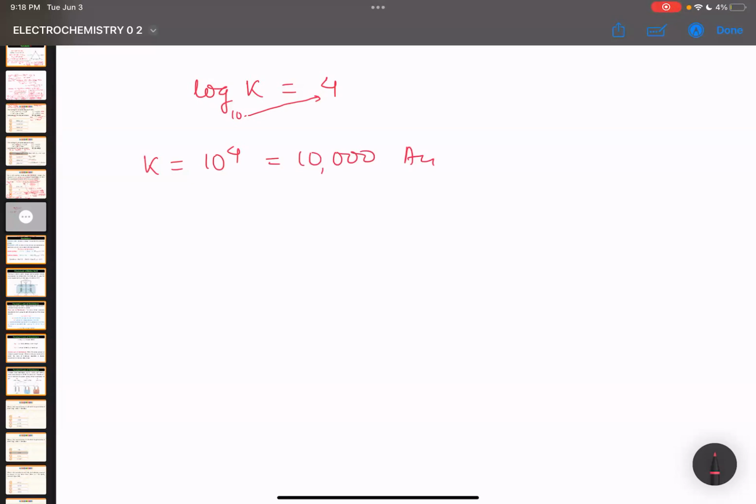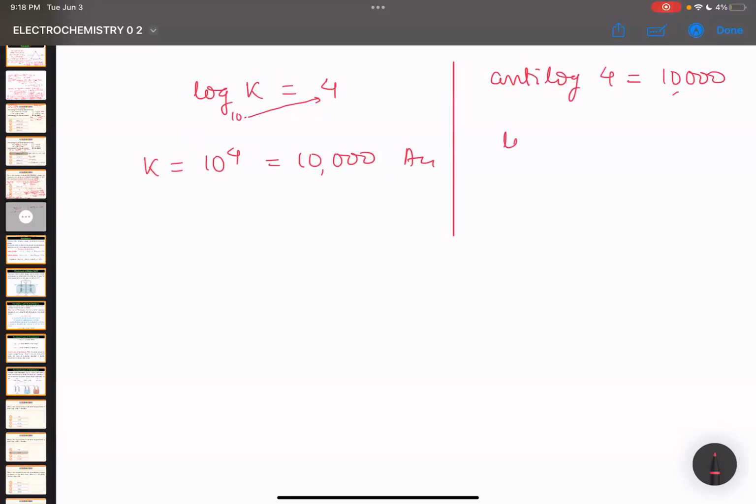Or they will give you like this. If they give it in the question itself, they will give. And because you are getting log K equal to 4, you will write one statement. If they provide this value in the question, they will be giving you. If it is not a standard value, they will be providing it to you.